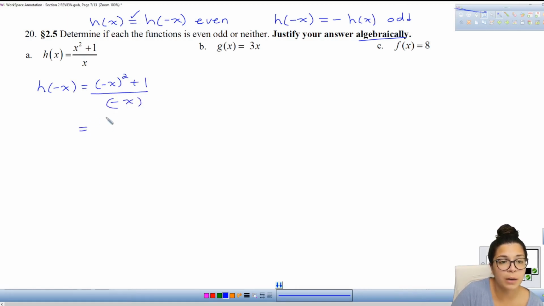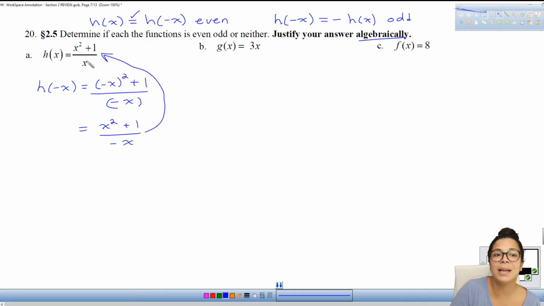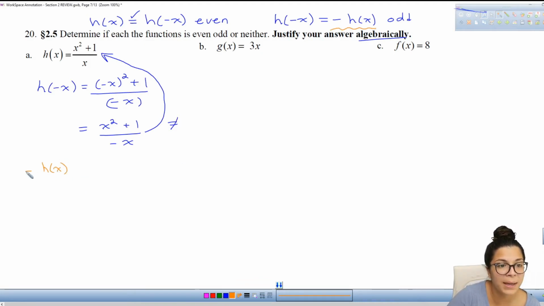So -x squared will be -x times -x, which would be +x squared. And then -x would just be -x. And when I compare that with the original h of x, you can see that that is not the same. So it's not even. Now let's go find if it's odd. So with odd, I need to take the entire function and multiply it by a negative. So I'm going to take this entire function and multiply it by a negative.